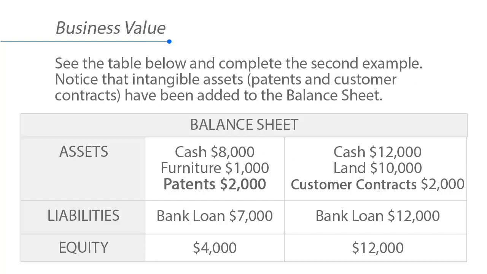Notice that the intangible assets, the patents and customer contracts, have been added to the balance sheet. So in the first example, we have cash of $8,000, furniture of $1,000, and patents valued at $2,000. That's $11,000 in assets, a $7,000 bank loan that is still owed, for a difference of $11,000 minus $7,000 equals $4,000 in equity. In the second example, we have cash of $12,000, land of $10,000, and customer contracts valued at $2,000. So that's $24,000 in assets, and a bank loan of $12,000 for a difference of $12,000 in equity.